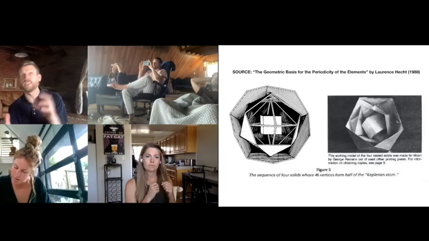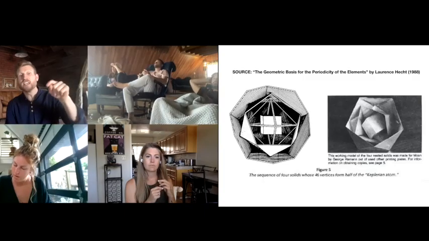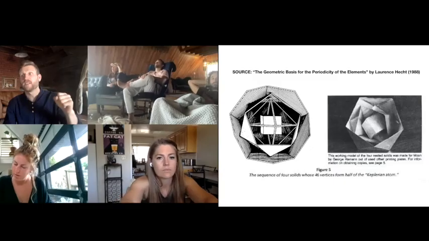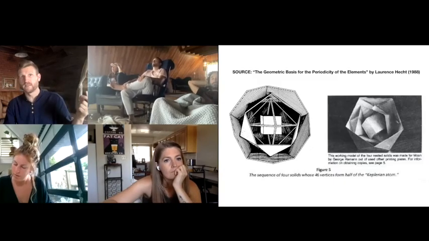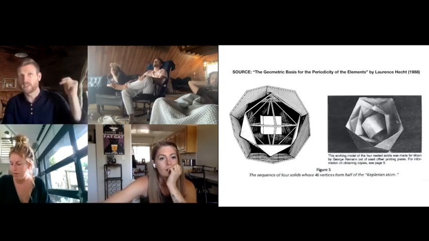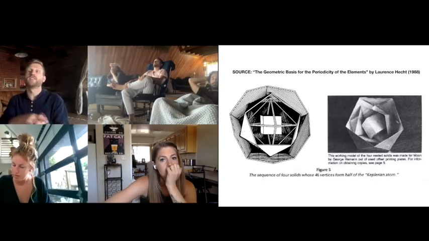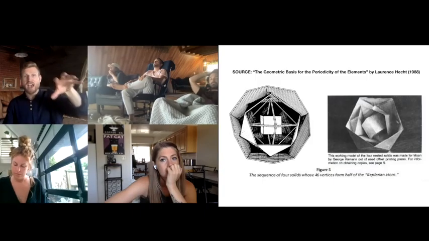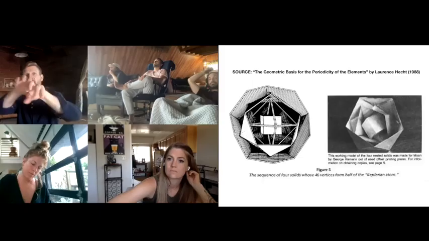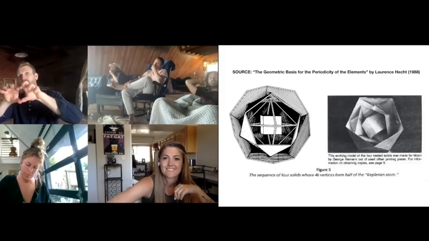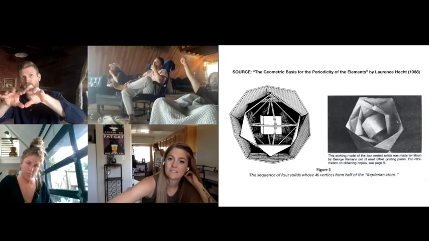And the secret magic of this is that in that stack of four solids, adding them all together, they have 46 vertices. Cube plus octahedron plus icosahedron plus dodecahedron, add all their vertices together, you get 46. And then if you were to take that stack and add a second stack next to it, 46 plus 46 is 92. There are 92 elements on the periodic table.